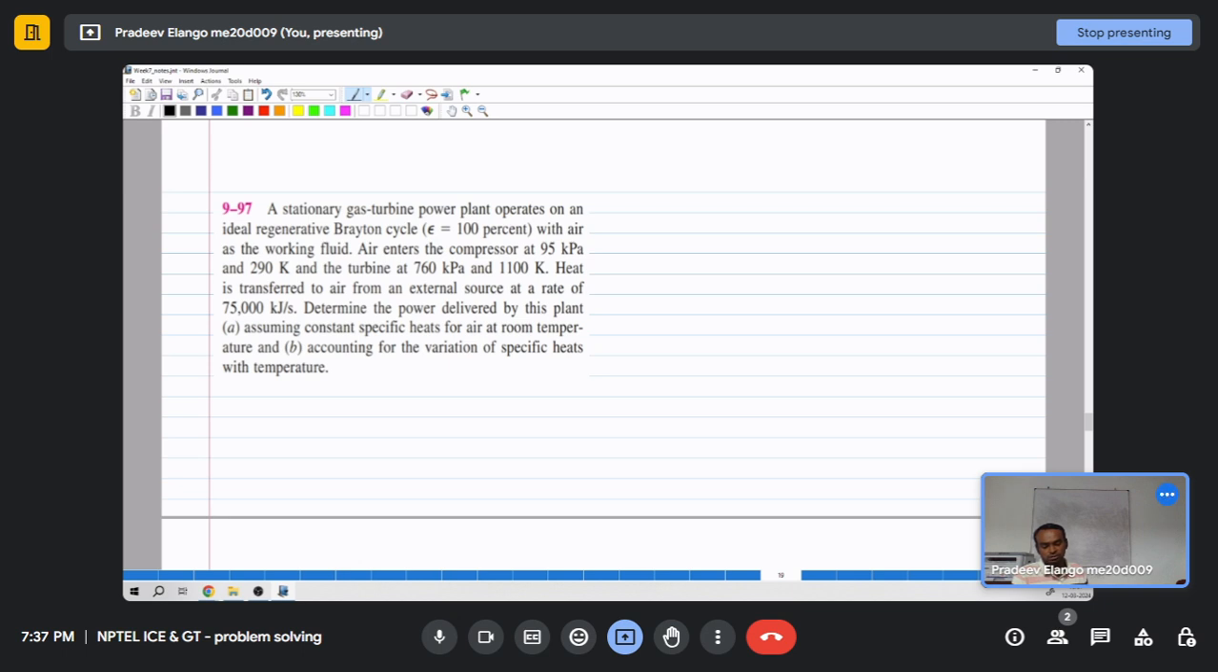Assume constant specific heats for air at room temperature, and also account for the variation of specific heats with temperature. To solve this problem with the variation of specific heats with temperature, we need the enthalpy tables for air. So I think first we will solve using constant specific heats, and then you can see that.